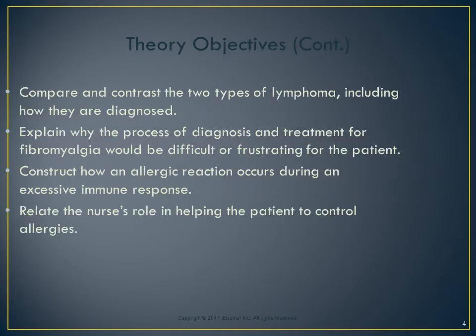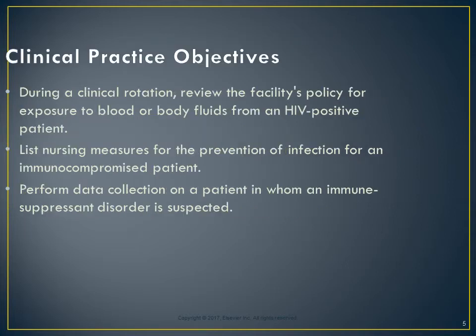Compare and contrast the two types of lymphoma, including how they are diagnosed. Explain why the process of diagnosis and treatment for fibromyalgia would be difficult or frustrating for the patient. Construct how an allergic reaction occurs during an excessive immune response, and then relate the nurse's role in helping patients to control allergies.